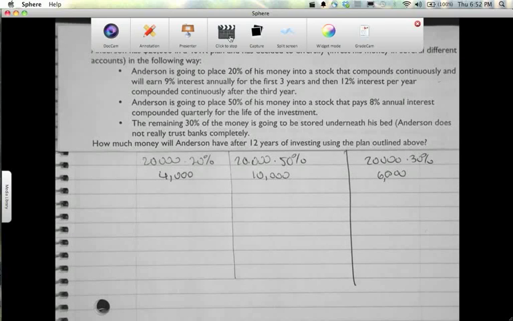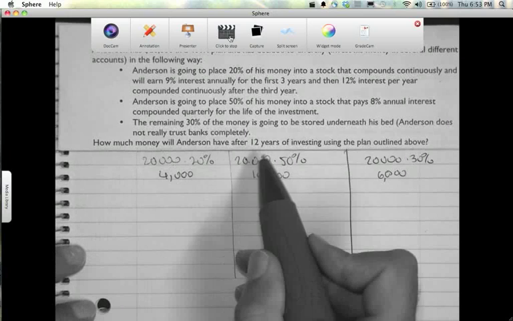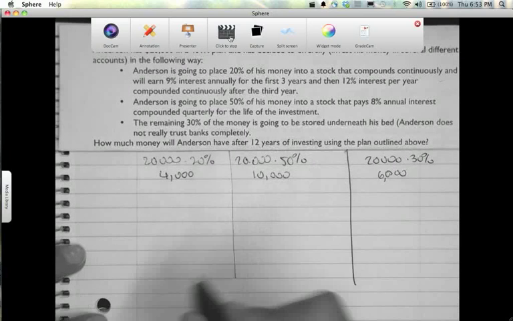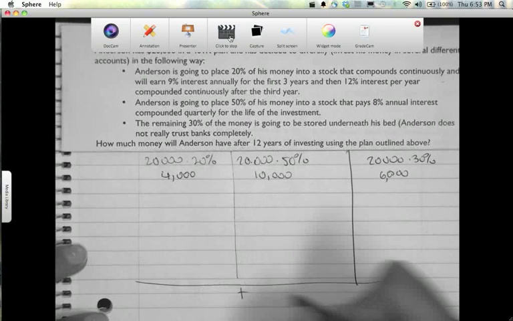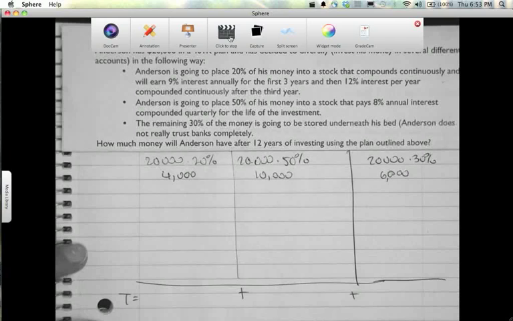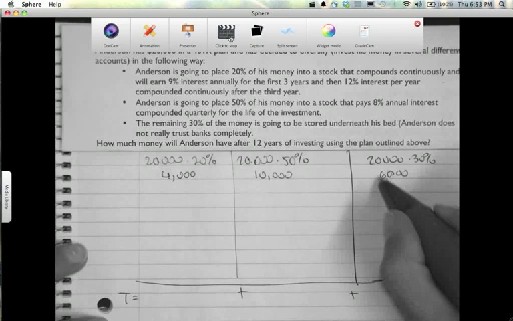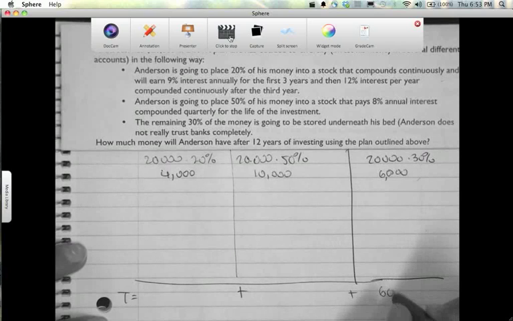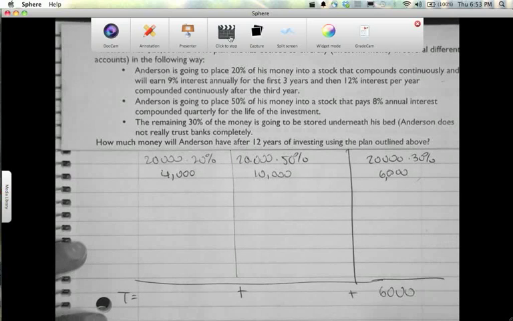Let's look at each component piece, because ultimately we want to know how much money we'll have after 12 years of investing using this plan. That means ultimately I'm going to add all 3 of these up to get some total. Here I know the total already. He's just leaving his money alone. Nothing's going to happen. So I can just write 6,000 down and know that I finished with that.